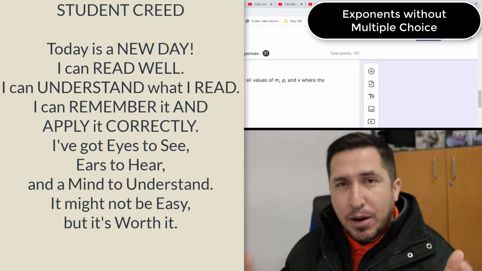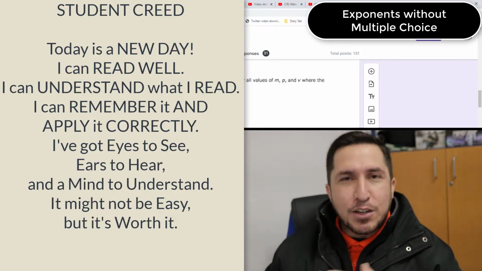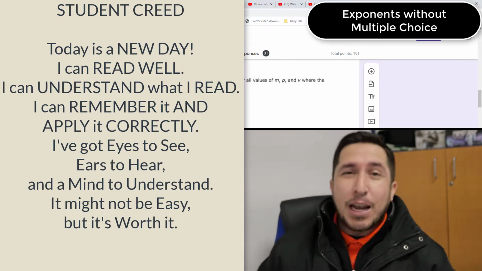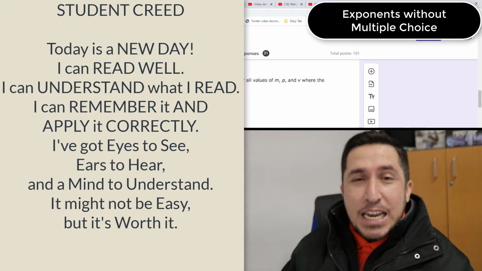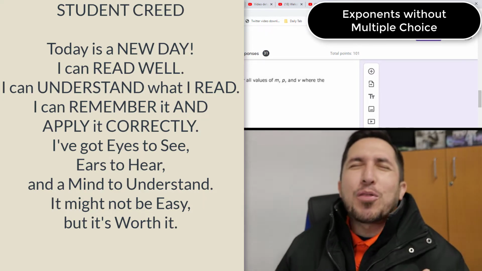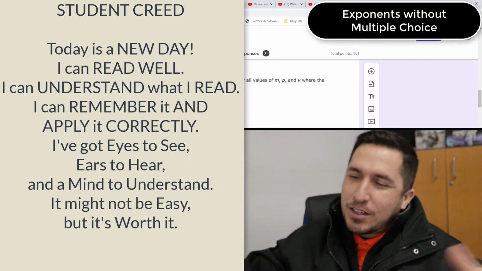Student Creed on 3. You ready? 1, 2, 3. Today is a new day. I can read well, I can understand what I read, I can remember it, and apply it correctly. I've got eyes to see, ears to hear, and a mind to understand. It might not be easy, but it's worth it. Alright, there we go. It's a good stretch.